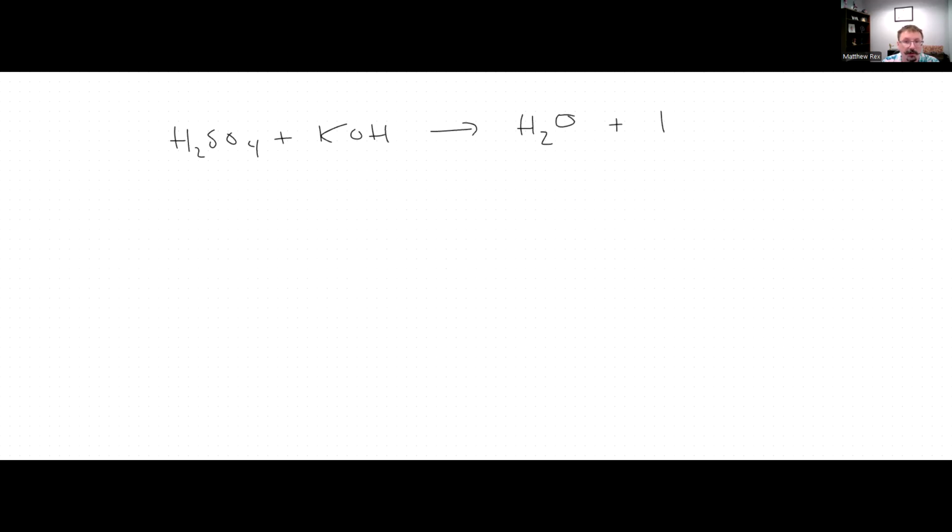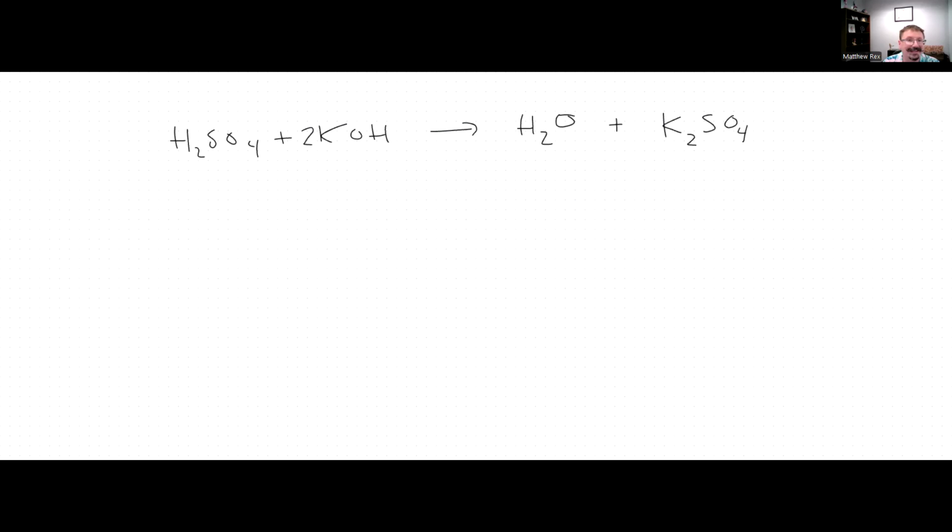The positive part is going to come from the base, from the potassium hydroxide, which is going to be the potassium. It has a +1 charge. And the anion is going to come from the acid, that's the SO4, the sulfate. The sulfate has a 2- charge. Potassium has a +1, so we're going to need 2 potassiums to balance out that sulfate. So I'm probably going to put a 2 in front of that. That's going to give me my 2 potassiums.